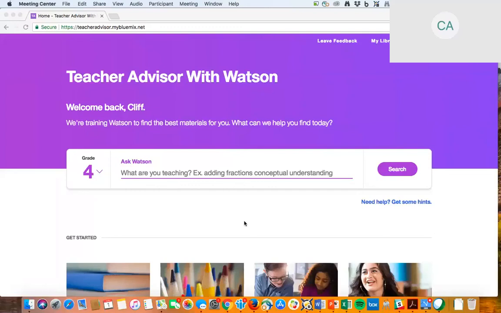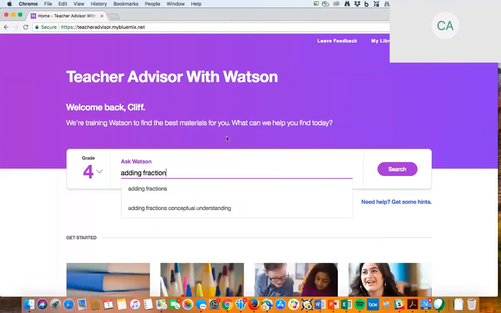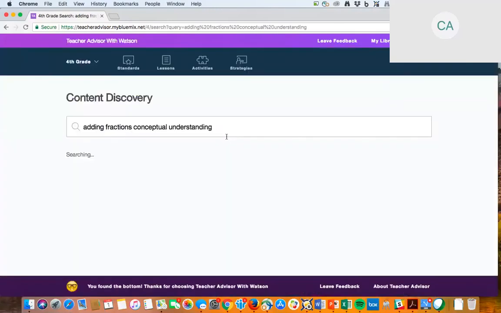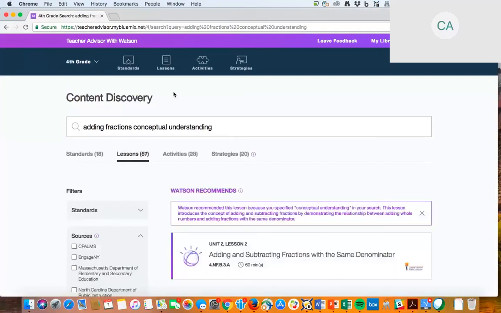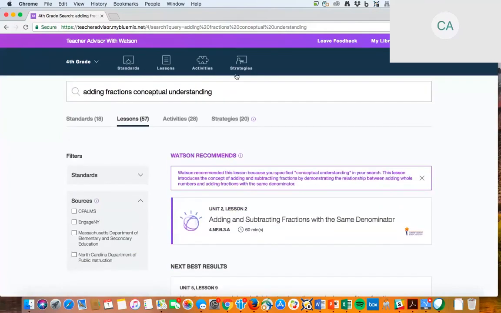I, as a fourth grade teacher or another fourth grade teacher, could come into Teacher Advisor, leverage the Watson search, and search for something like adding fractions conceptual understanding. We'll see what we get. So Watson's going to scan its entire content corpus of well over thousands of lessons and activities, standards, and teacher-facing strategies, and come back with ranked results in order of relevance to this particular search.